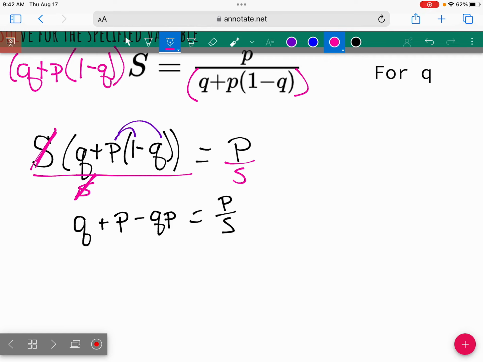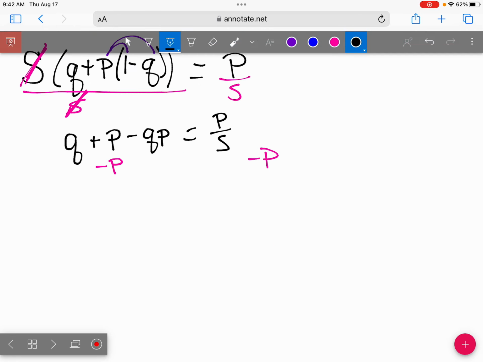Okay, we're still trying to get Q by itself. So is there anything over here that has no Q's that I can get rid of? P. Let's subtract that P. Minus P from both sides. So we have Q minus QP equals P over S minus P.